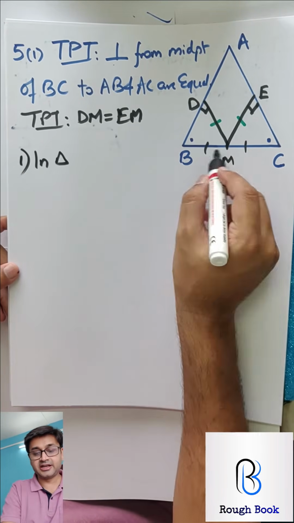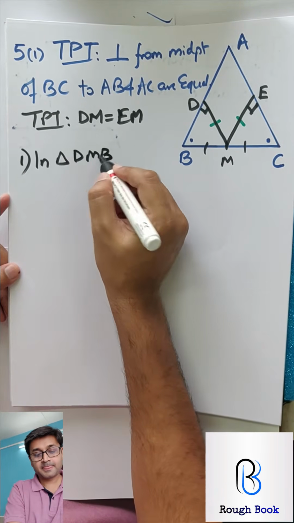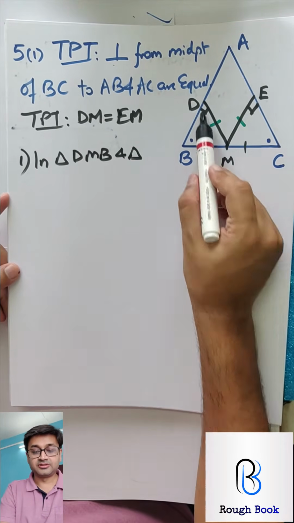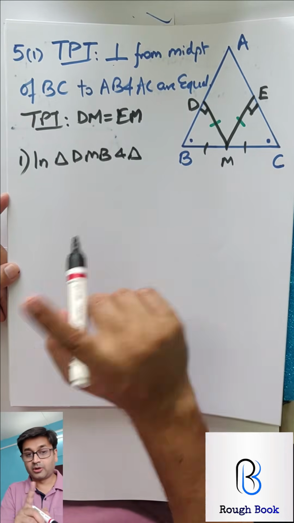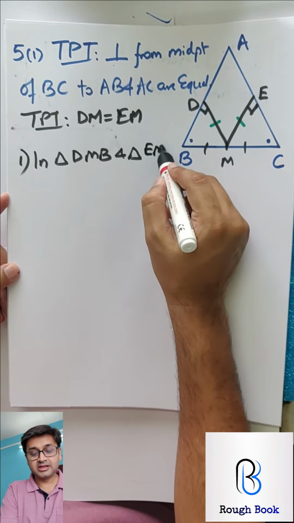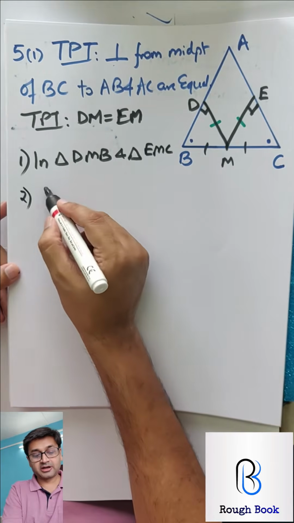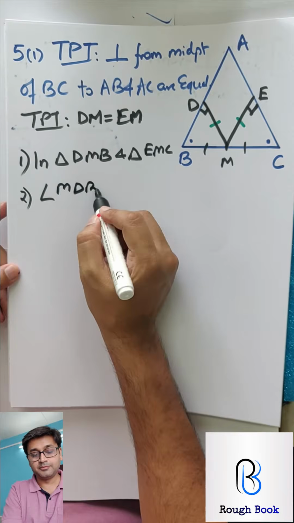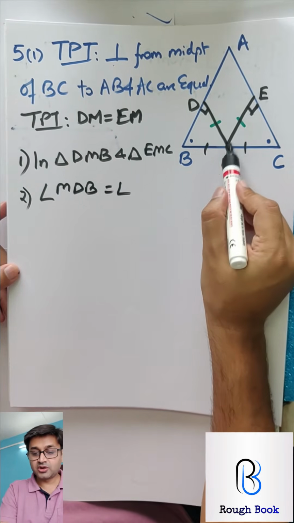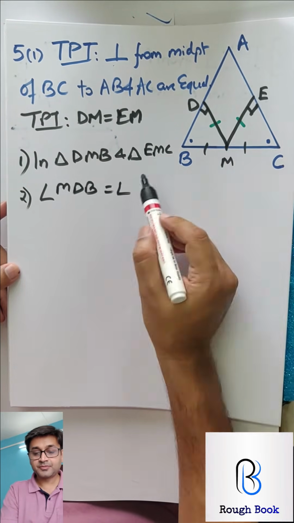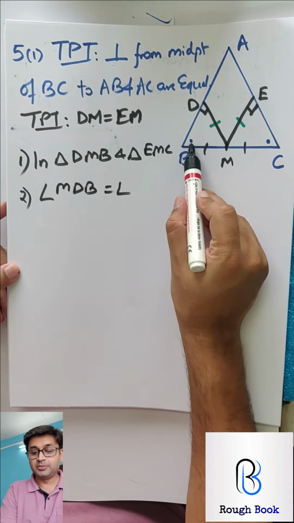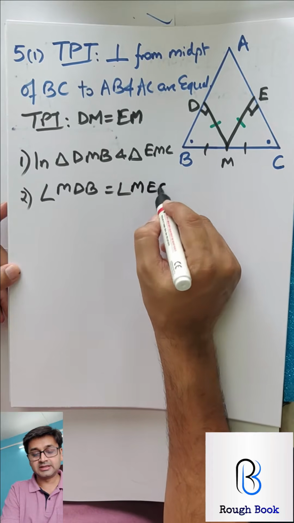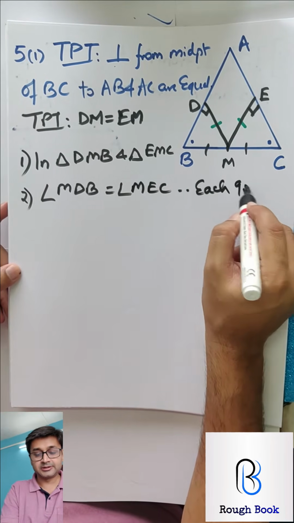In triangle DMB and triangle, see DMB, it has to be EMC because this is equal to this and B is equal to C, 1-to-1 correspondence, EMC. First part, angle D, so name it properly, MDB, so MEC. See M first, then the congruent angle, and then B equals C, so in place of B you will get C, that is MEC, each 90.